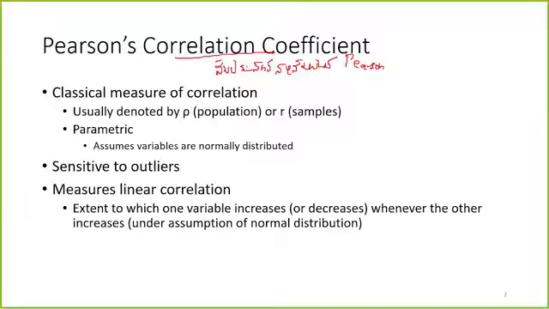And one thing is that the Pearson correlation coefficient is sensitive to outliers, just like the average, the mean, the geometric mean, right? It's also sensitive to outliers. That means if we have outliers, it may skew the number, the measure.